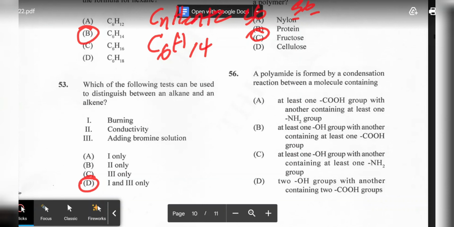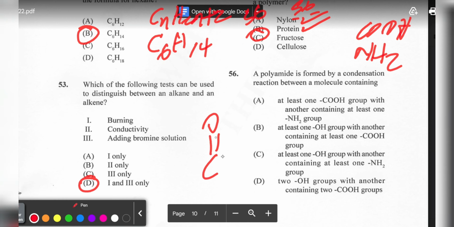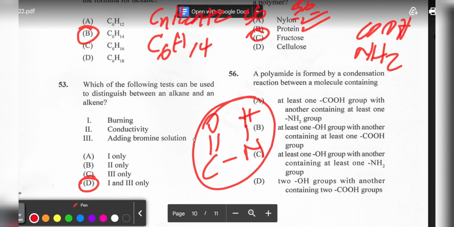Hang in there. A polyamide is formed by a condensation reaction between a molecule containing an amine, such as a protein or nylon. See, just up there, they're going to ask you about it down here now. These contain NH2 initially, and an acid for you to get the amide link, which is C double bond O N H, generally speaking. So that's your amide link. So it contains at least one COOH group with another containing at least that. So your answer here is A. All right, good. We're doing well.